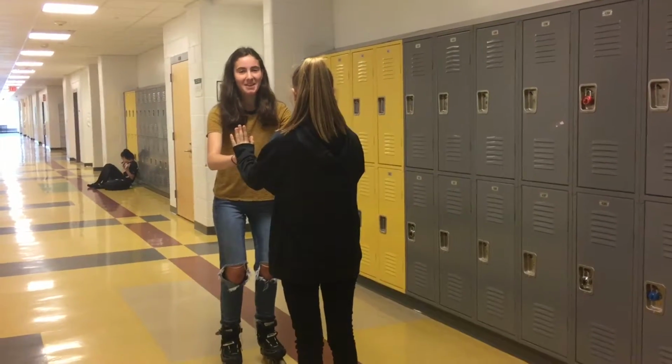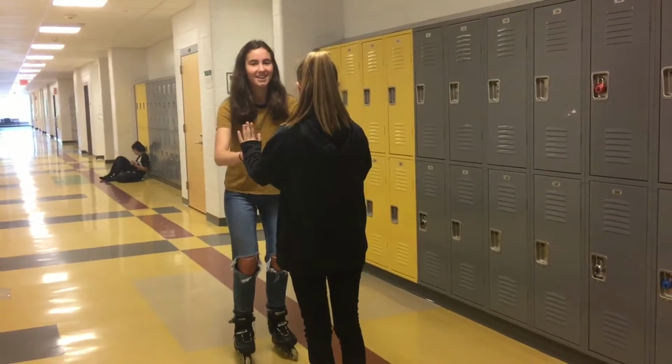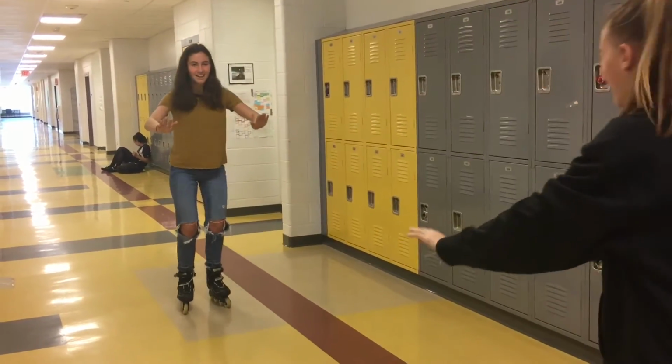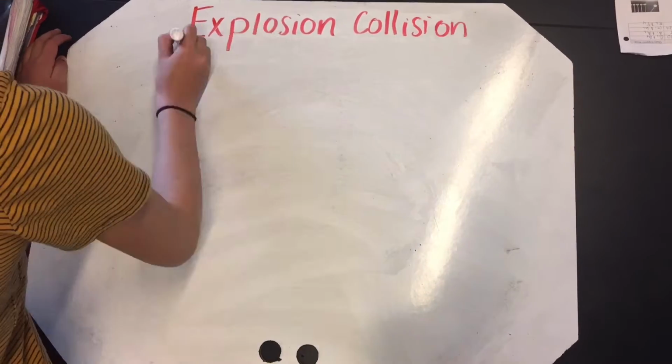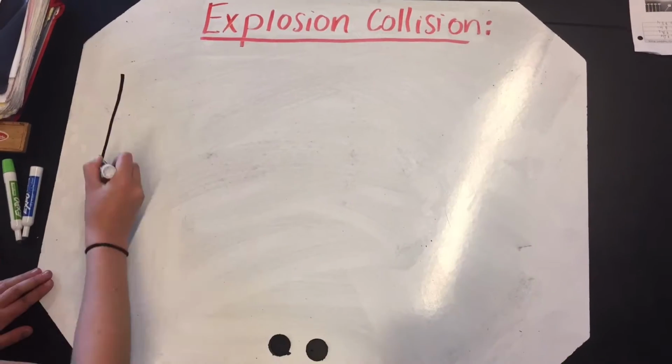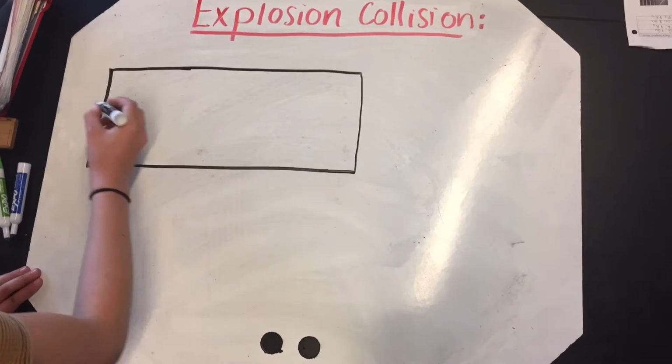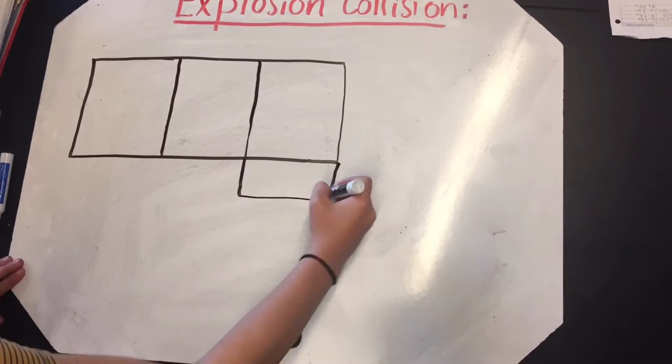Person A and person B are stuck together and they push apart. This is an example of an explosion. Before this explosion, person A and person B together have a mass of 90 kilograms, a velocity of 0 meters per second, and their total momentum is 0 kilograms times meters per second.